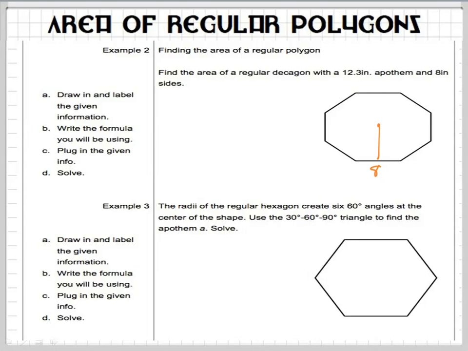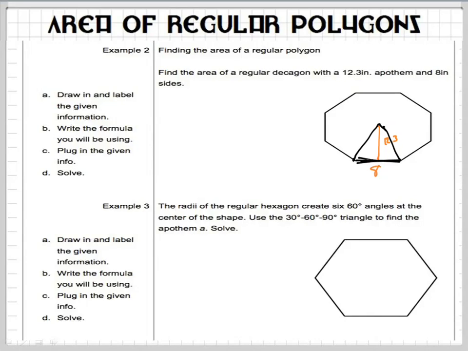Our apothem is 12.3. Alright, so remember how we find the area of a regular polygon? You find the area of the apothem triangle and then just multiply by how many sides there are. How many apothem triangles are going to be in this shape? Let's see. I'll draw the apothem triangle like so. Okay, so there's my apothem triangle. And how many sides do we have in this shape?